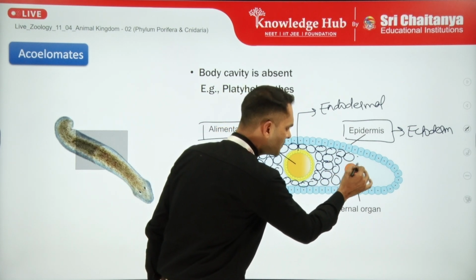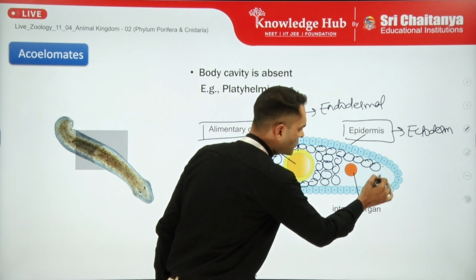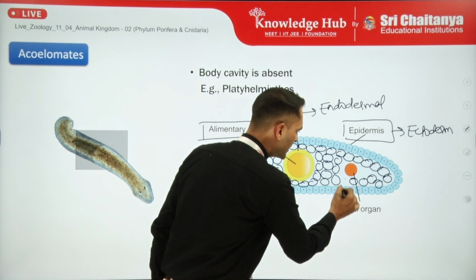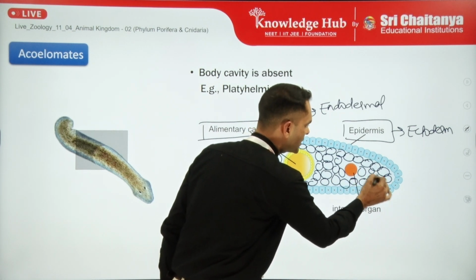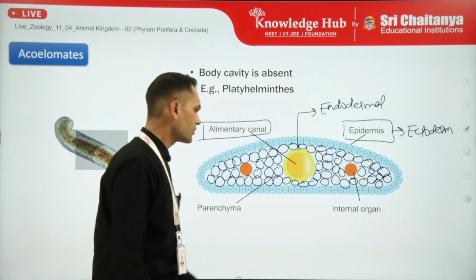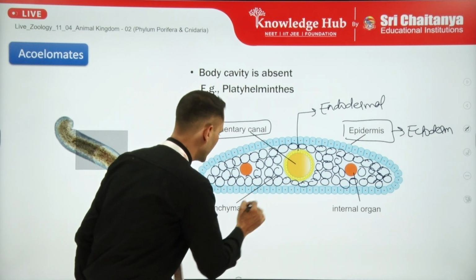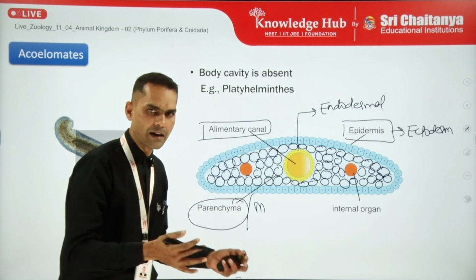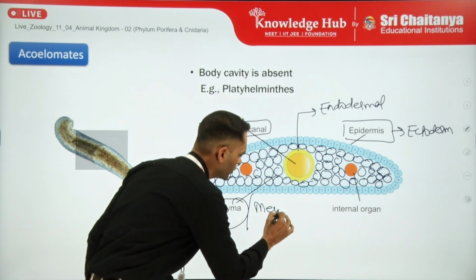Sometimes in some literature or in some books it is also defined as parenchymal tissue, the term being taken from plant parenchyma, which is also a space filling tissue. So this cavity is actually filled with space filling tissue, which we call parenchymal tissue or mesenchymal tissue.